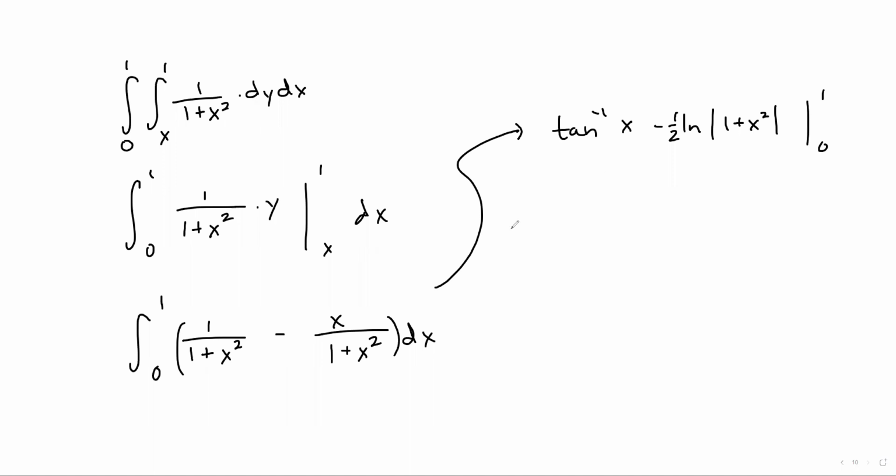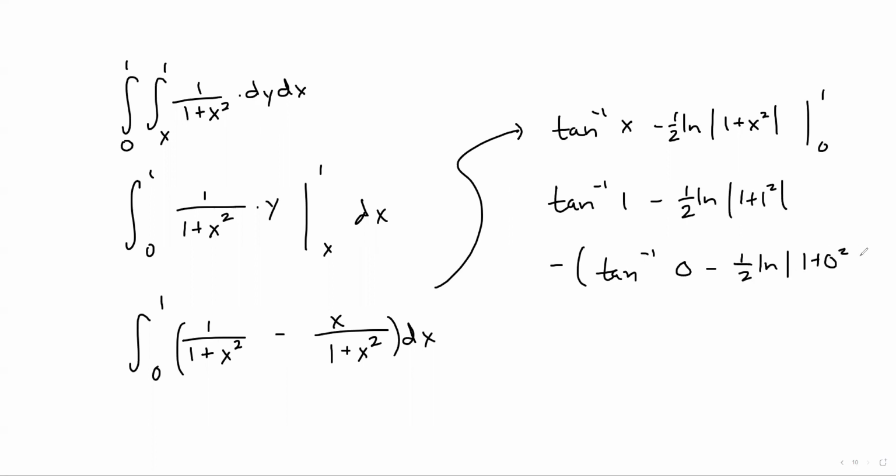And then, once you've gone through and you found your antiderivative, then you just plug in 1. So we get arctangent of 1 minus 1/2 natural log of 1 plus 1 squared, minus arctangent of 0 minus 1/2 natural log of 1 plus 0 squared. All right, and so what are those going to be? So what angle do we plug into tangent to get 1? That would be pi over 4. 1 squared is 1, 1 plus 1 is 2. So we're going to get minus 1/2 natural log 2.